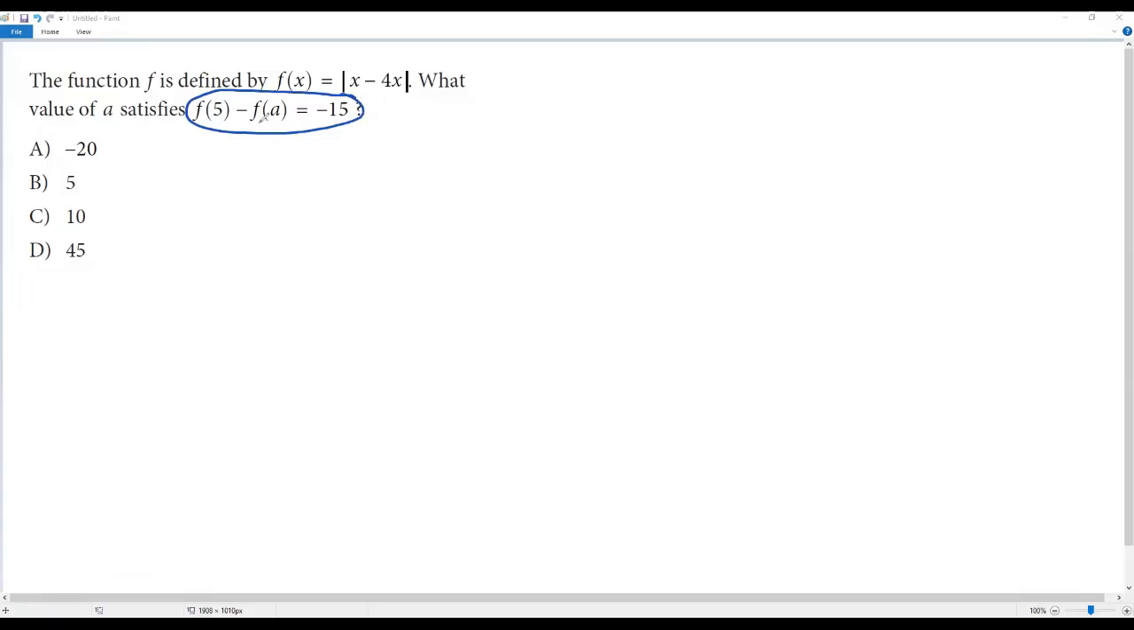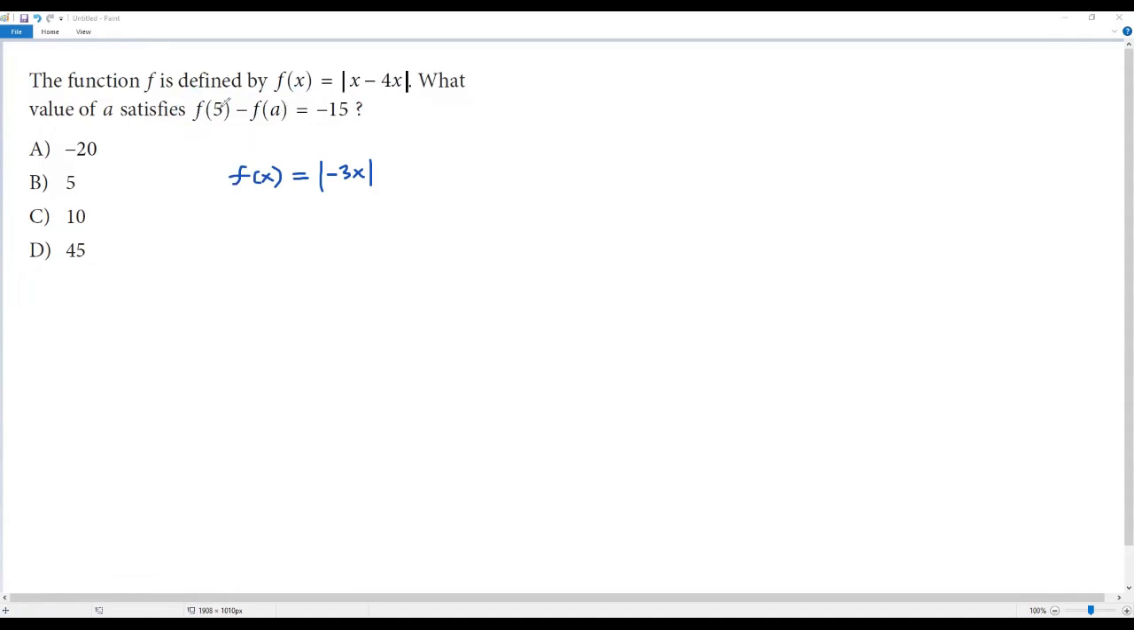Okay, before we start solving this problem, let's do some simplification in the given function. That is, f of x equals the absolute value of, when I combine x and negative 4x, I am getting negative 3x. Here I have simplified the function. Now let's consider the equation.